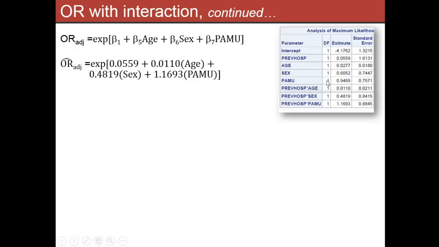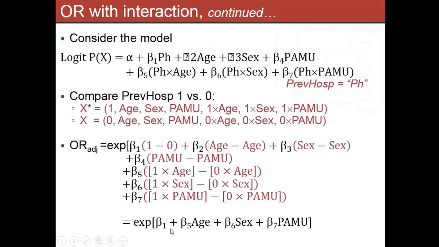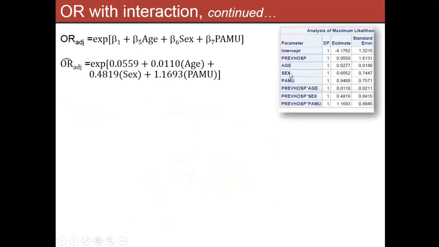And lo and behold, SAS is going to give you a table like this. And these are the estimates of all the beta coefficients. So you would say, based on the formula we had above, that the odds ratio is e to the beta 1 plus beta 5 age, beta 6 sex, beta 7 PAMU. You would look in your table and say, okay, great. This is the beta 1. This is the coefficient associated with hospitalization. Here's the coefficient associated with that interaction term with age and so forth. And you'd plug it in here.